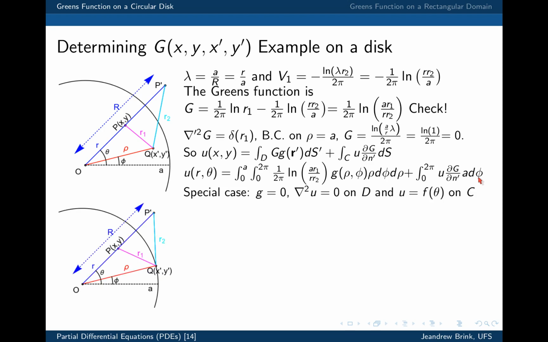So in the g equals to 0 case, you're only interested in this last term, where u is equal to f of theta, given on the boundary C. And so we have basically this situation again, where u of r and theta is equal to the integral from 0 to 2 pi of f of theta dg d rho times a d phi. And now all I'm going to do is check that dg d rho is equal to what we actually anticipate from the Cauchy theorem. And to do that, we basically need to compute the derivative of this thing with respect to rho.